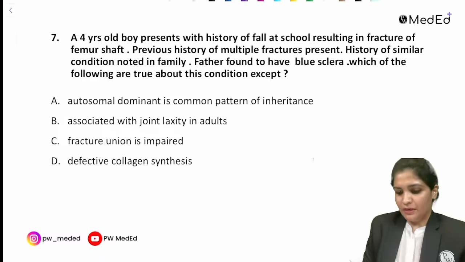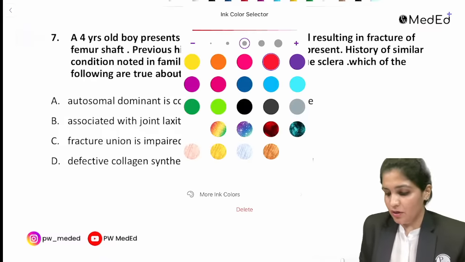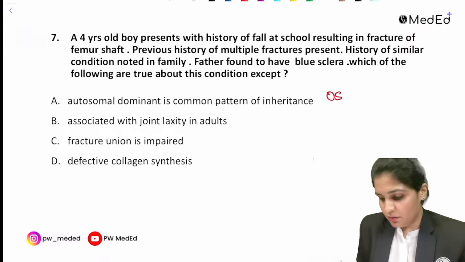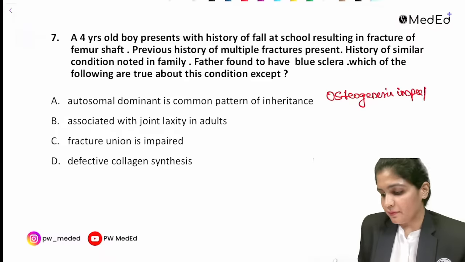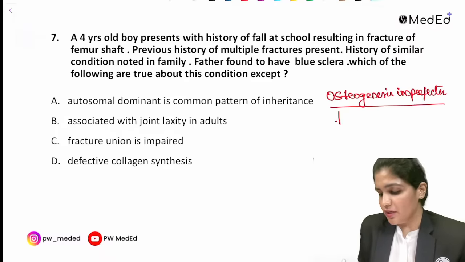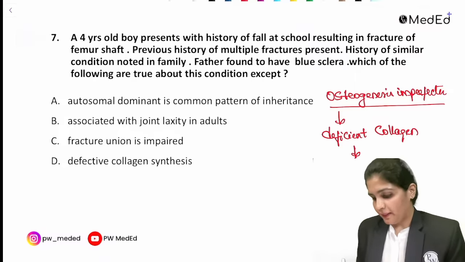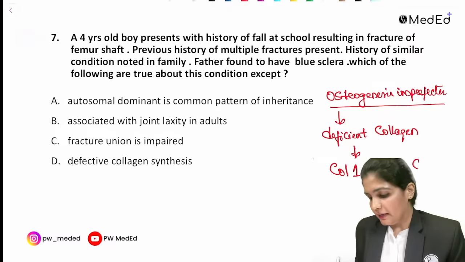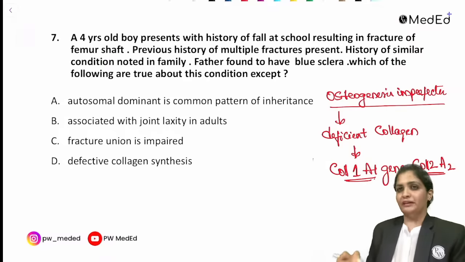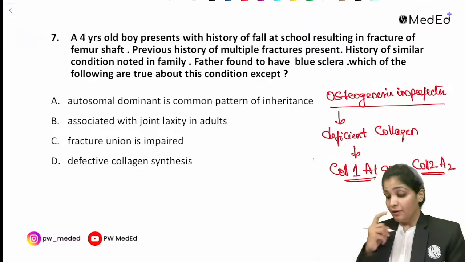So, let me answer for you. This is a condition called osteogenesis imperfecta. This is a condition in which there is deficient collagen because of the genetic COL1A1 gene and COL1A2 gene. So, two L's for COL, A2 gene. So these two genes are defective. Hence, there will be deficient collagen which will result in defective bone formation.